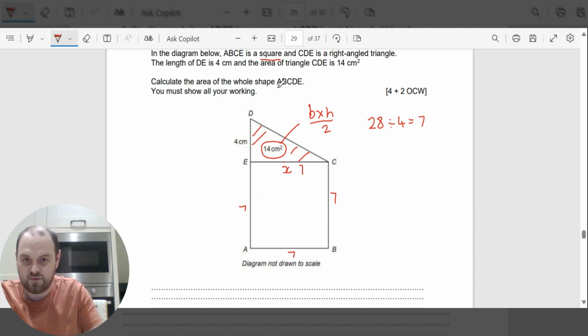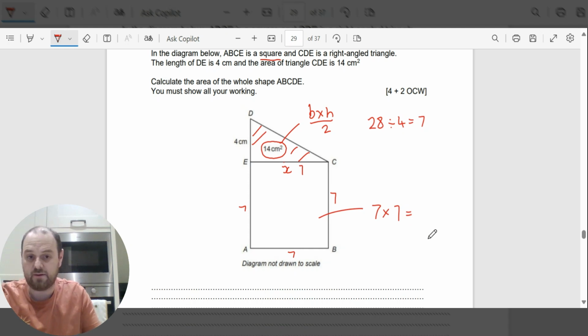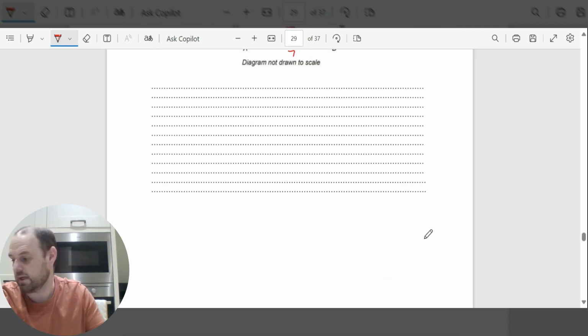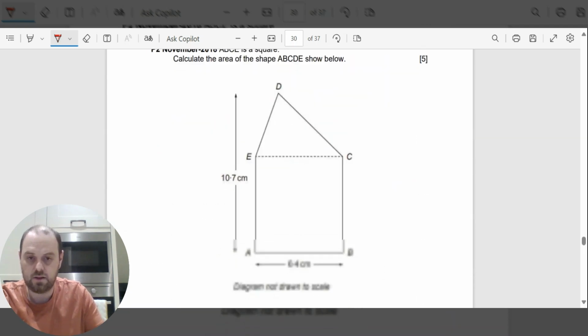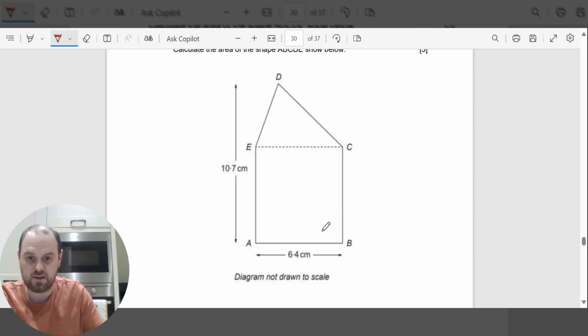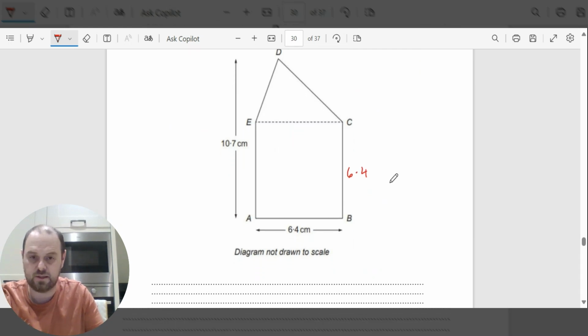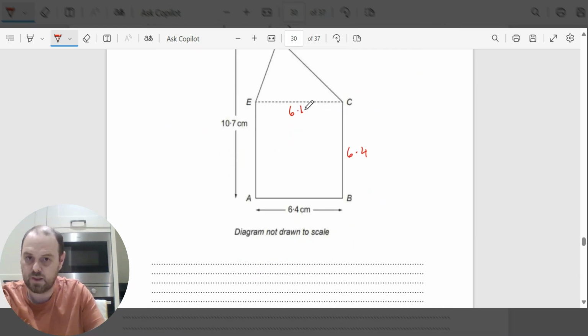Now, it asks for the area of the whole shape. So the square will be 7 times 7. The triangle, you already know the area. Add them together. Okay, any more I want to talk about in here? No, same thing here, guys. It's a square. If you read it, it's a square. Some were just missing that it's a square, so all the sides are the same. You need to know the height, obviously, of the triangle, and then you can work out the area.